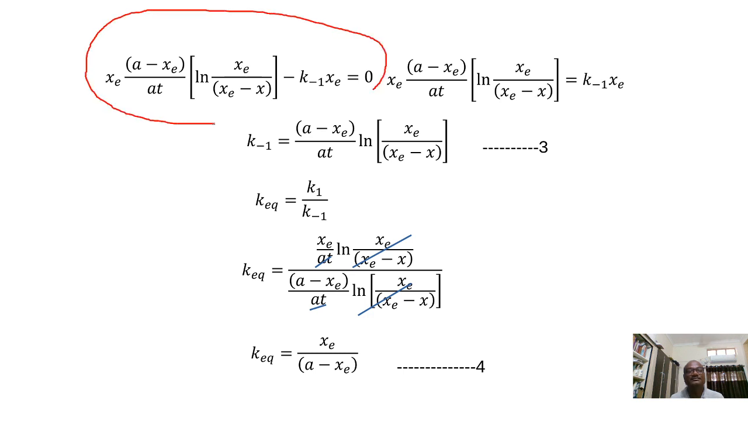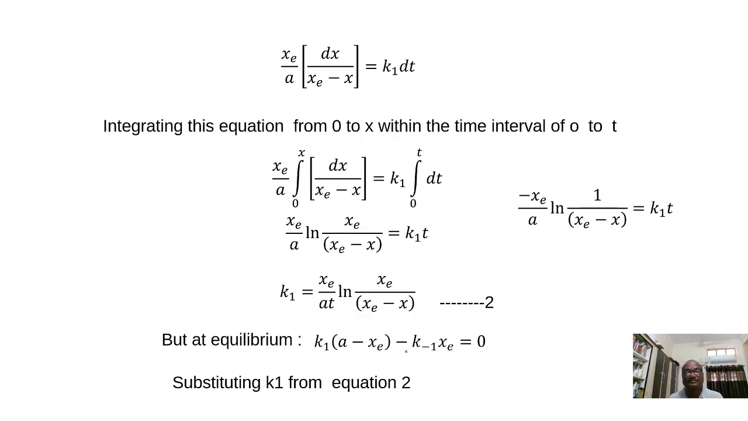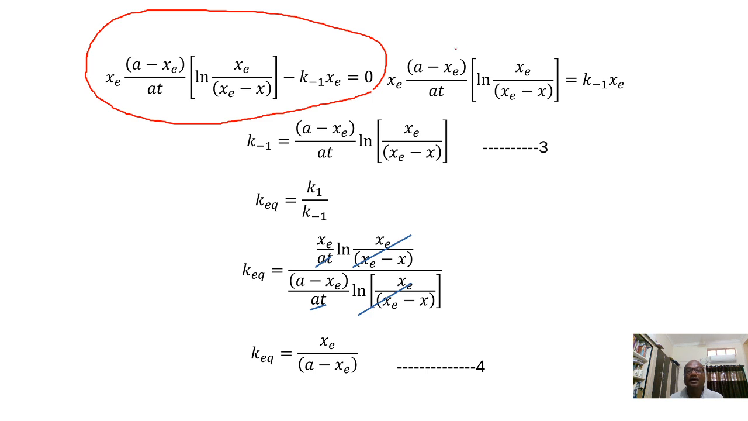This is the equation. After substituting K1, instead of K1, what have we substituted? This is Xc by At log Xc by Xc minus x, we have substituted. So that we get this equation. Or we can write this equation by shifting K minus 1 Xc to the RHS. After shifting K minus 1 Xc towards RHS, you will get this final equation. Just you are shifting K minus 1 Xc into RHS, so the remaining part will be the same.